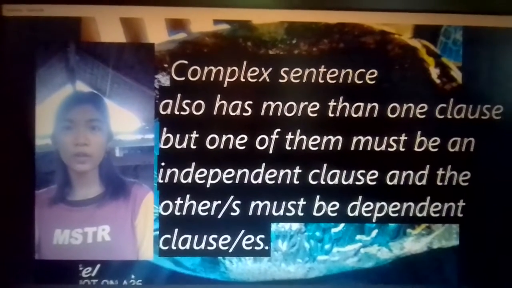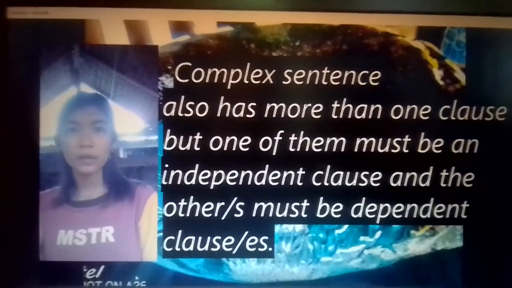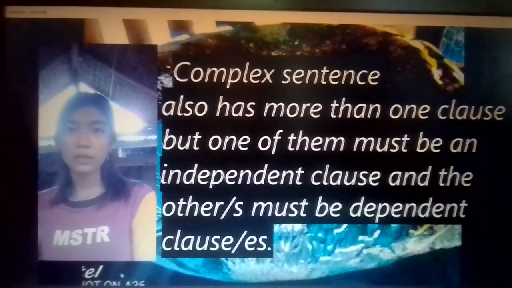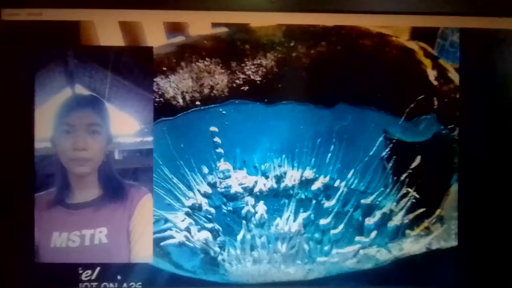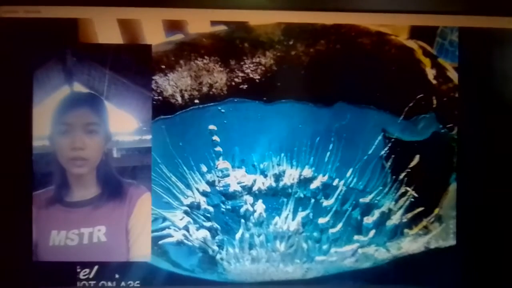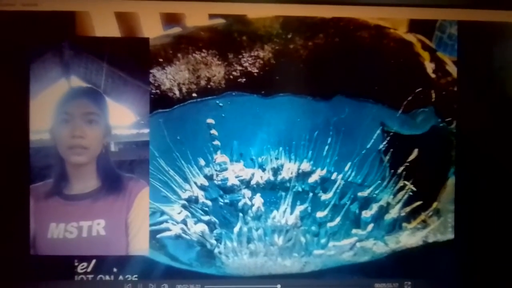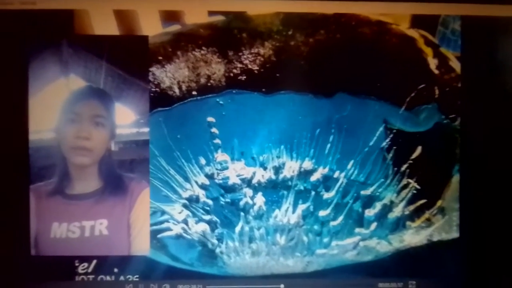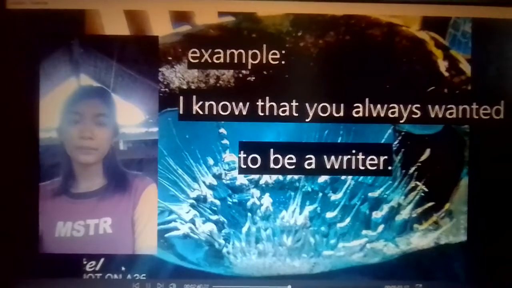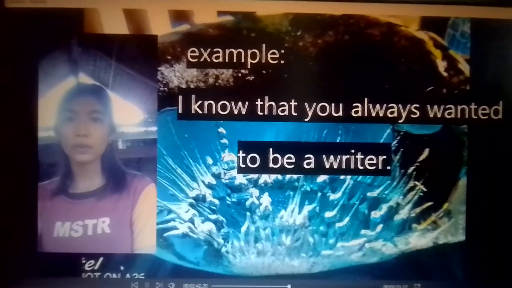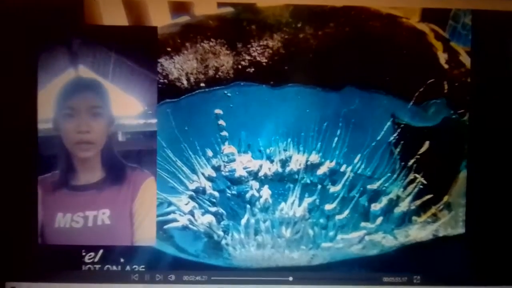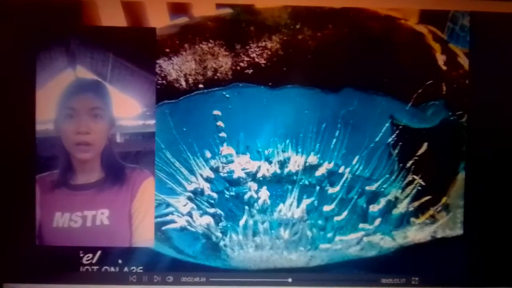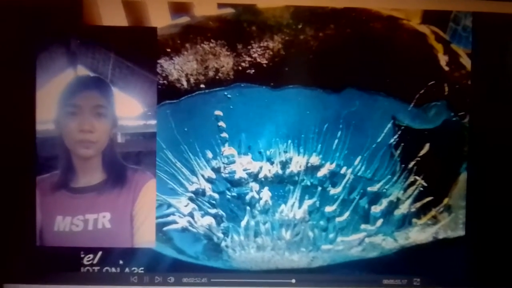When we say complex sentence, a complex sentence also has more than one clause, but one of them must be an independent clause and the other must be a dependent clause. There are also particular connectors for the clauses of a complex sentence to be connected. So we have an example. I know that you always wanted to be a writer. Here, a dependent clause is followed by a connector and an independent clause. The other way around is also possible.